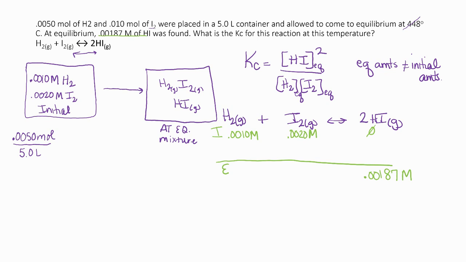Okay, so on our Kc expression, I do know HI. I have that number. That is given. But I do not know how much hydrogen and iodine are there yet. Okay, so here comes the really, really important conceptual part.